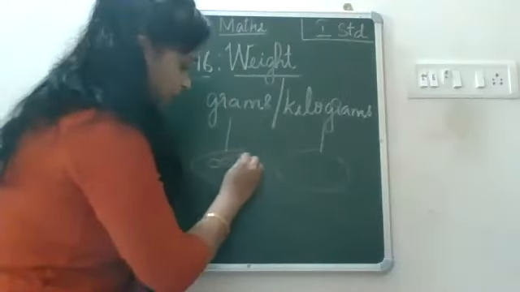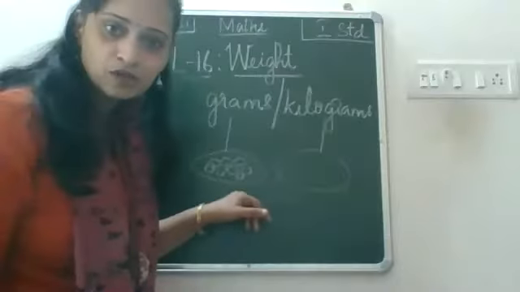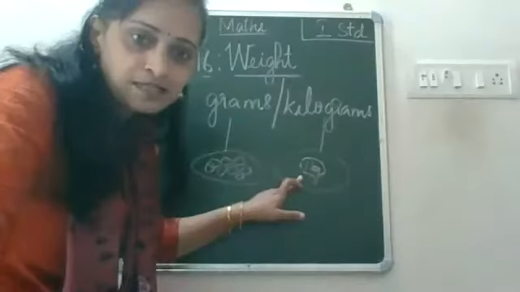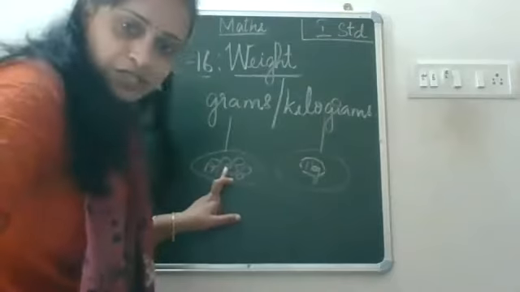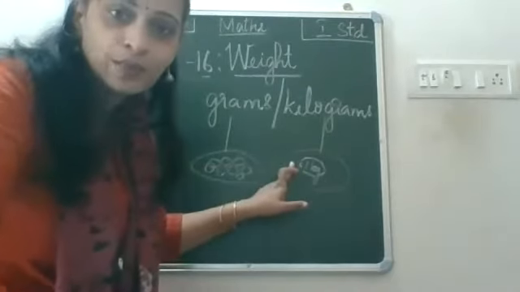You have two plates, right? In one pan he keeps the tomatoes, and in the other pan he's going to keep the one kg weight. This is called weights. What is this called? Weights. Very good. So in order to measure tomato or any vegetable, he's going to use weights.